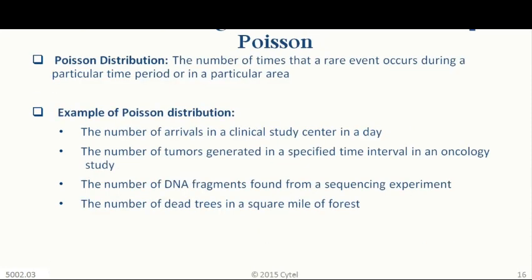Poisson distribution is used whenever you are counting something, counting rare events. So the number of times that a rare event occurs during a particular time period or in a particular area. For example, the number of arrivals in a clinical study center in a day. There could be 0 arrivals, 1 arrival, 2 arrivals, 3 arrivals. So you are counting arrivals and then you can use the Poisson distribution. Another example could be the number of tumors generated in a specified time interval in an oncology study, the number of DNA fragments found from a sequencing experiment, the number of dead trees in a square mile of a forest. So whenever you are counting such events, you can use the Poisson distribution. Again, it is a kind of discrete distribution, not continuous. Binomial and Poisson both are discrete.